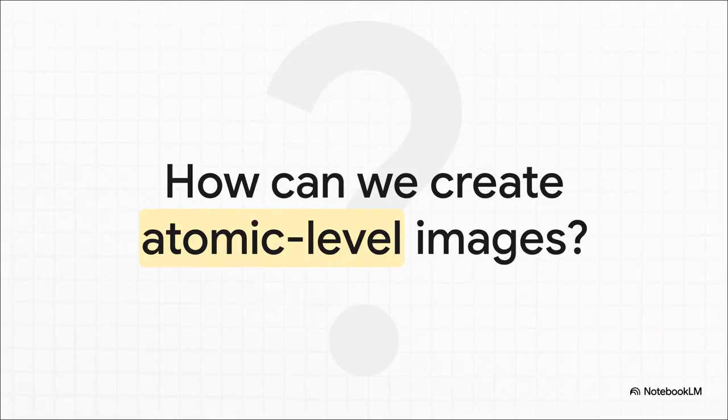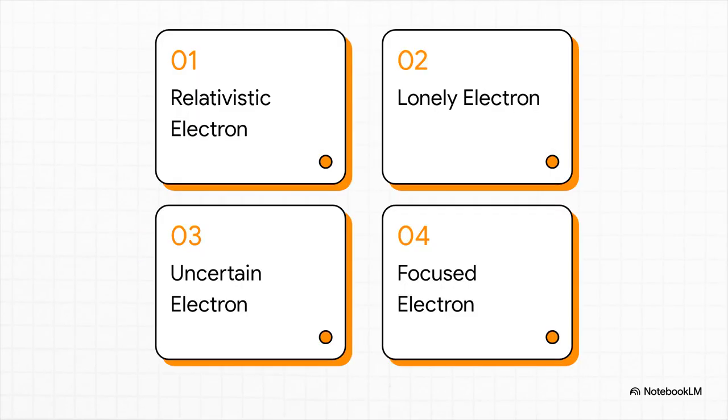It really all boils down to this question. How on earth can we see the literal building blocks of matter? The answer, it turns out, isn't just about making things bigger. Nope. It's about wrangling the very peculiar secret life of the electron, a particle that is somehow fast, lonely, uncertain, and impossibly focused, all at the same time. So here's our roadmap. We're going to explore these 4 chapters of the electron's life inside a transmission electron microscope. And we're starting with its frankly ridiculous speed.